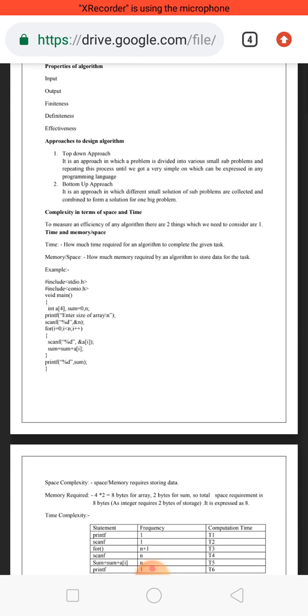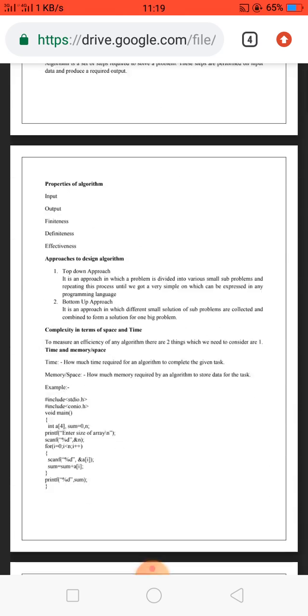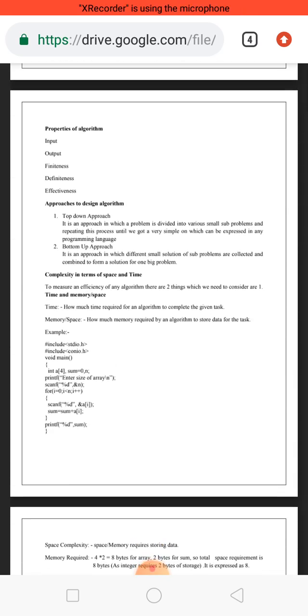Then the next point, a very important point, is complexity. What is complexity? Complexity of any algorithm is measured in two terms. One is space complexity, related to memory: how much memory is required to complete the algorithm. The other is time complexity: how much time is required to complete the algorithm.